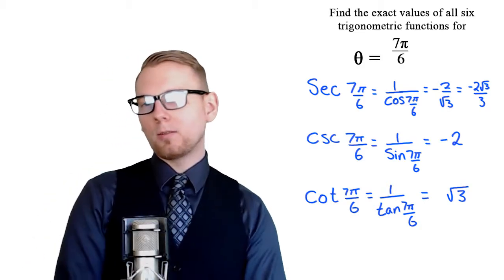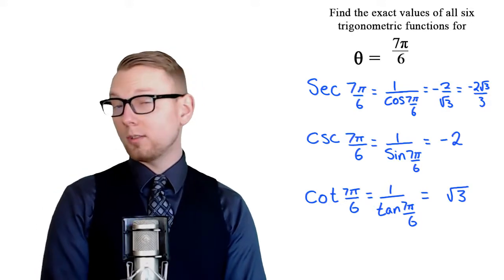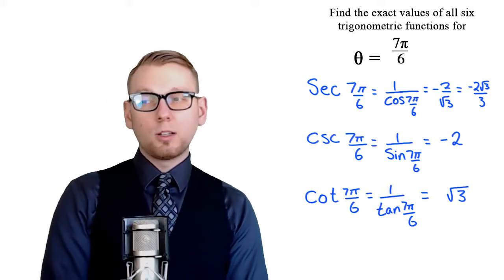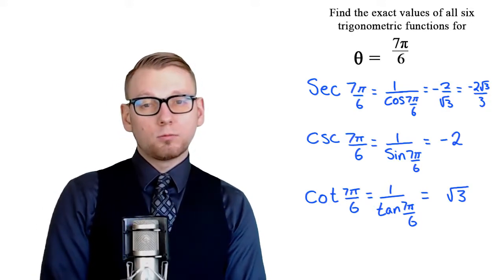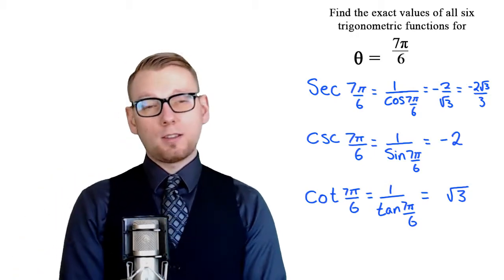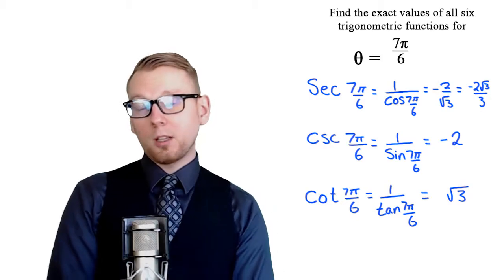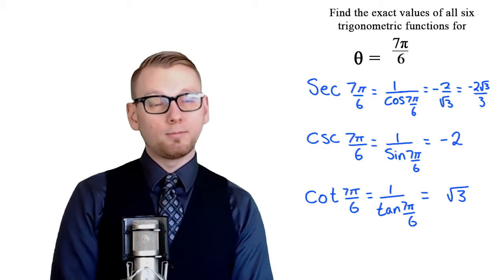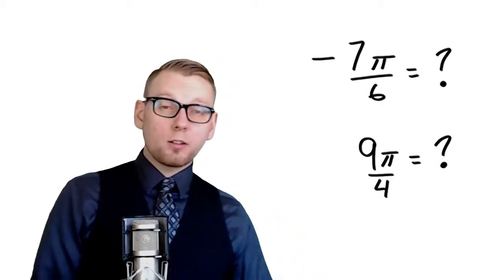Cosecant of 7 pi over 6 is 1 over sine of 7 pi over 6, so we'll get negative 2. Cotan is the same as 1 over tan, and since tan is 1 over root 3, we just get root 3. You can even use the unit circle to find angles that are negative or even greater than 2 pi.